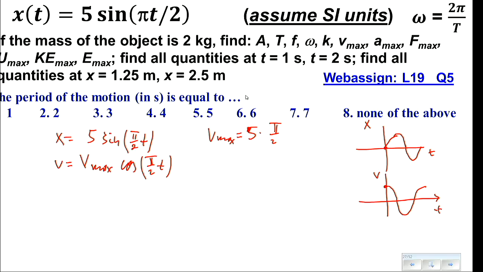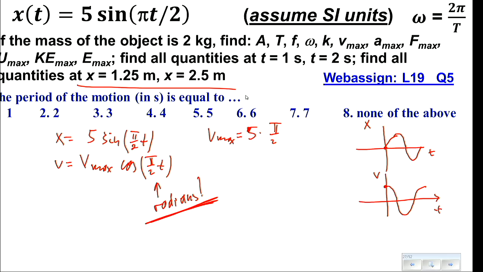You just have to plug in a number, and remember, these are radians. The equation for kinetic energy, m v squared over 2. The equation for potential energy, k x squared over 2. That's it.